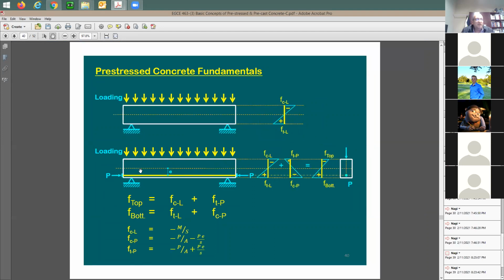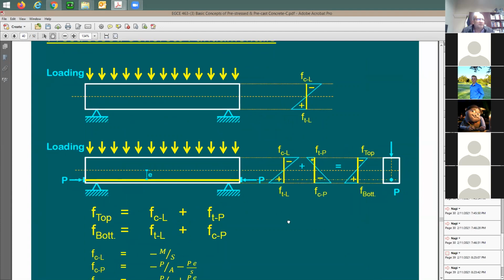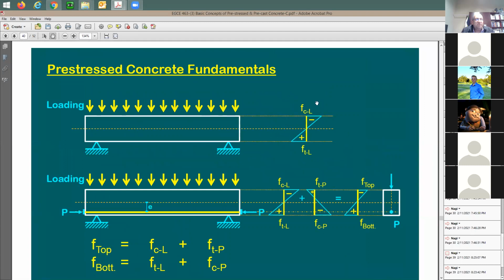So what we have done here, we decided to put it at an eccentricity of E. We're going to bring it down and see what's going to happen. So the stress due to loading is going to stay the same. There's no change here. I didn't change anything. But look what happened here because of the pressure. This is going to be the pressure due to the pre-stress. That's why it says due to P.